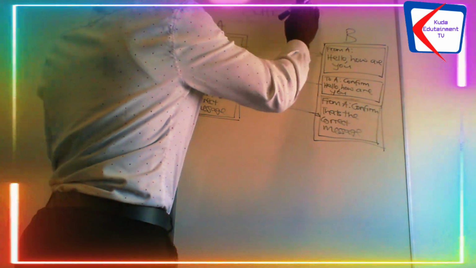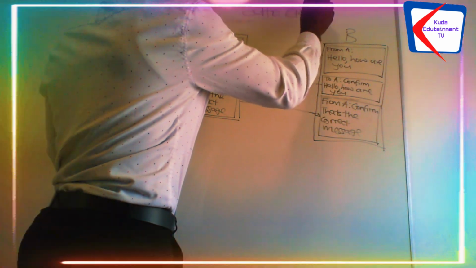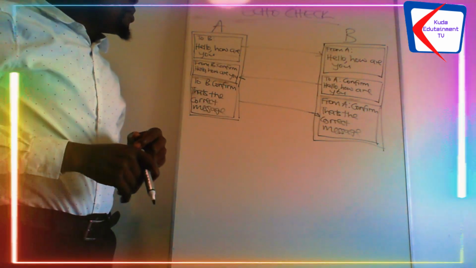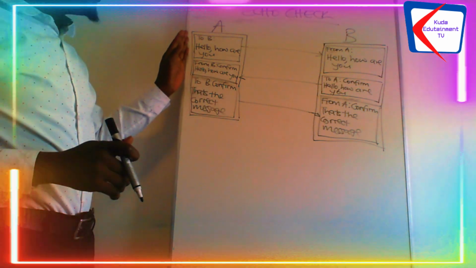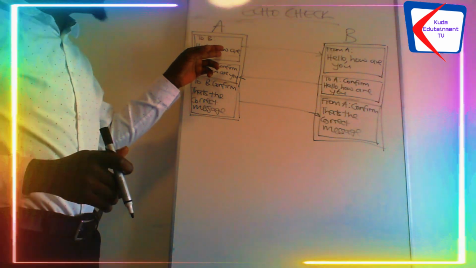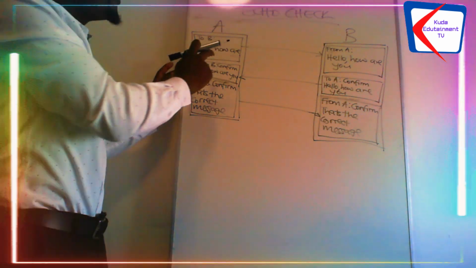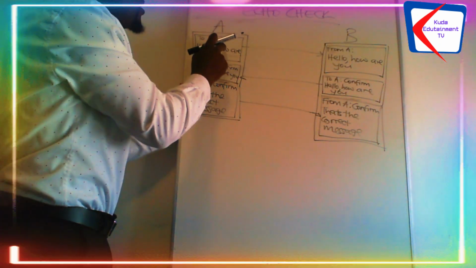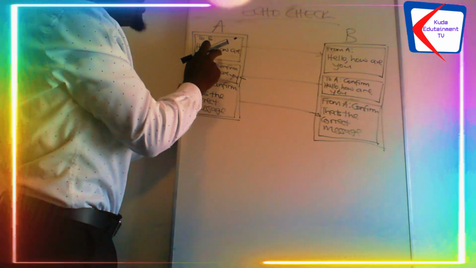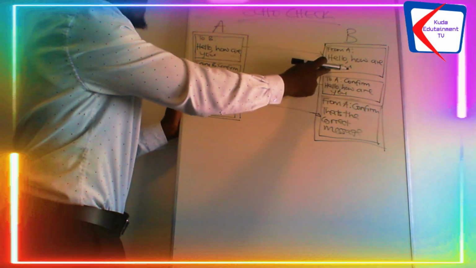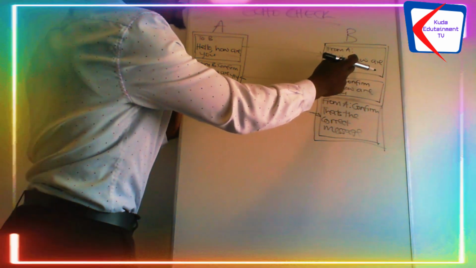So let me just label this echo check. So this is how echo check is done. You know, there are three phases, right? The first phase, we are seeing the originating device originating a message and then sending the message to the receiving device, which is device B. So device A originates a message to device B which says, hello, how are you? And we are seeing the message being received by the receiving device, device B, and the message is also written, hello, how are you?